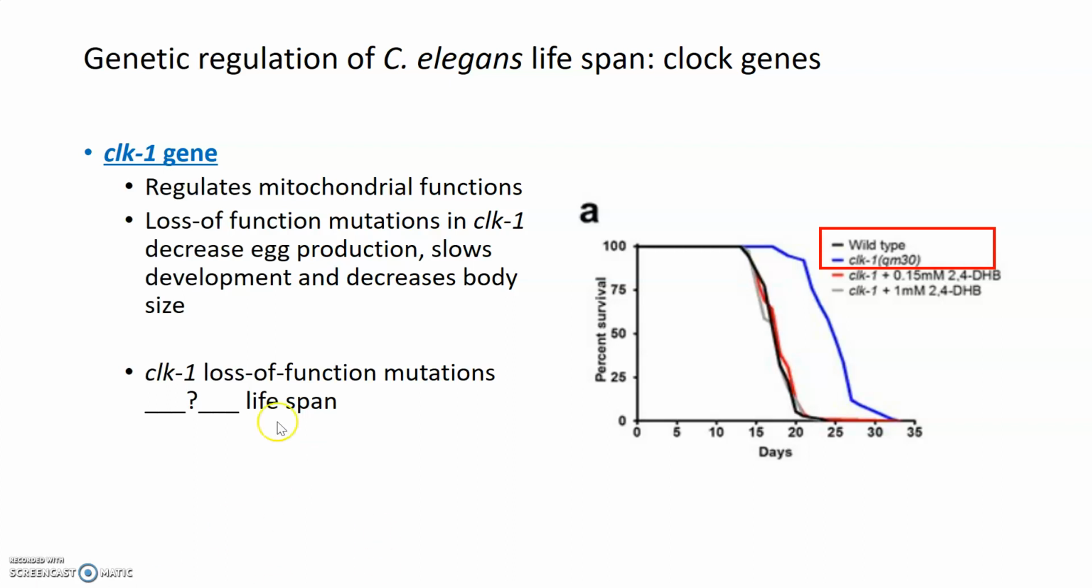And so it's possible that this loss of function of clk-1 also could decrease electron transport chain function in the mitochondria and decrease free radicals and help extend lifespan in C. elegans as a result. But there are honestly a lot of ongoing studies about the clk-1 gene as well as the other clk genes because they haven't completely figured out the mechanism by which it exerts its extension of lifespan phenotype.